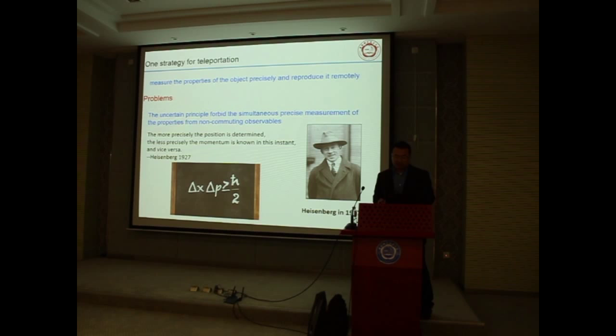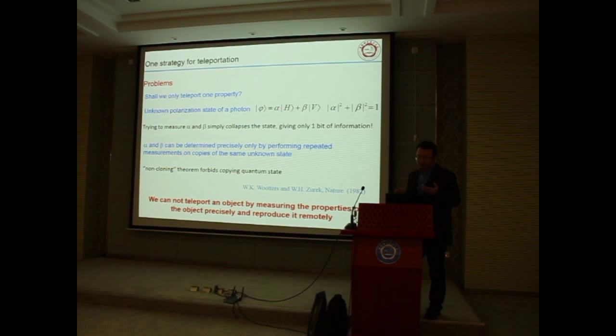The first problem is that simultaneous precise measurement of two properties is forbidden by one principle of quantum mechanics, the Heisenberg uncertainty principle. If we cannot measure two properties, what about one property? The answer is still no.